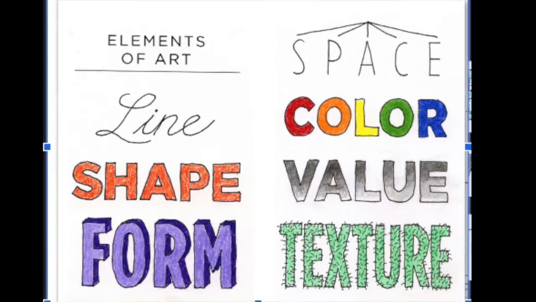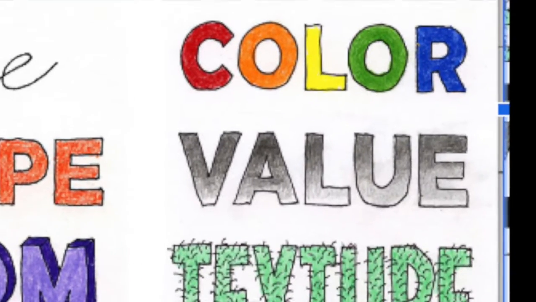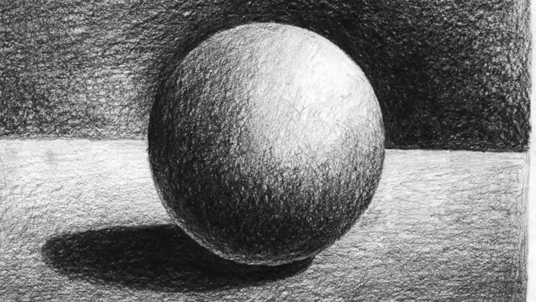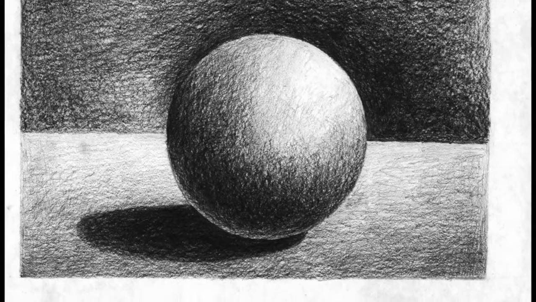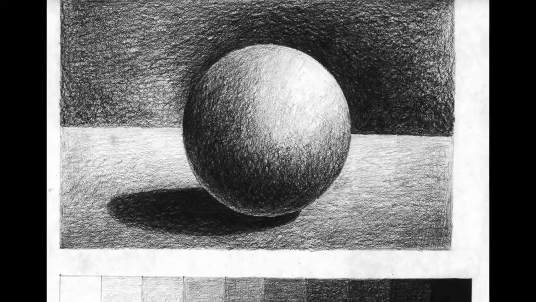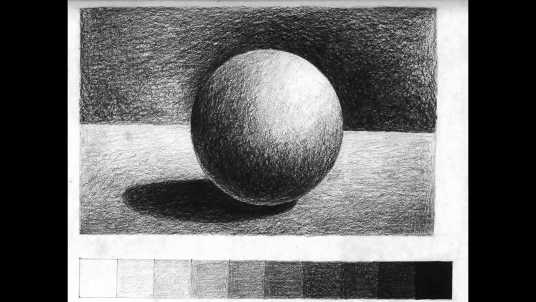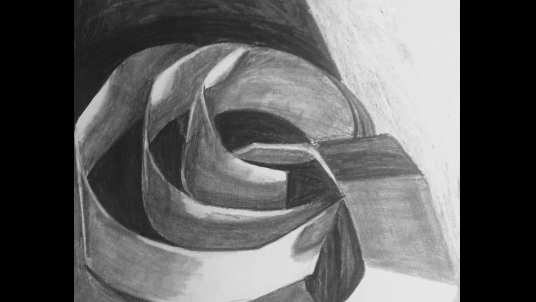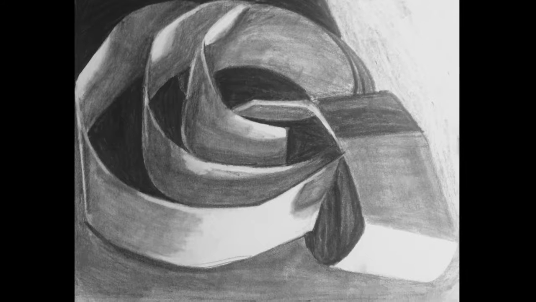The last two elements of art we are going to look at are value and space. Let's begin first with value. Value is the lightness or darkness of a color. Value becomes lighter when there is light present and becomes darker as light bends around an object. Artists use value to make things look more realistic, more represented as they actually are.